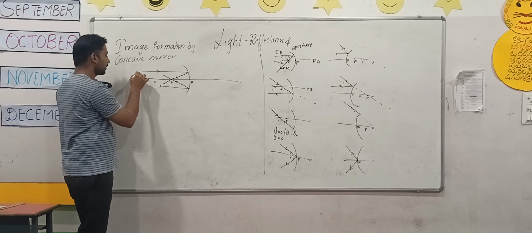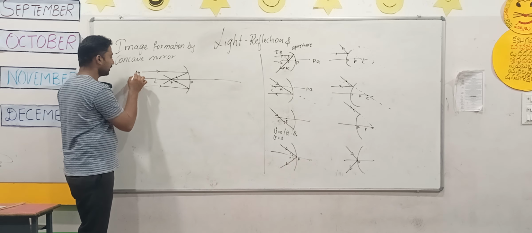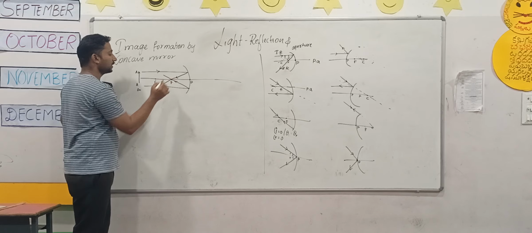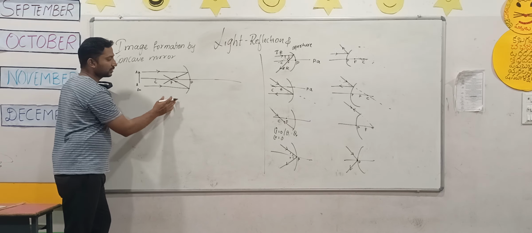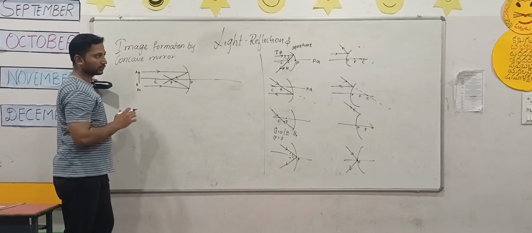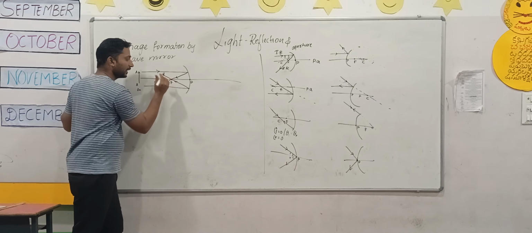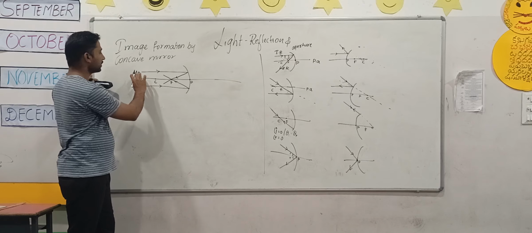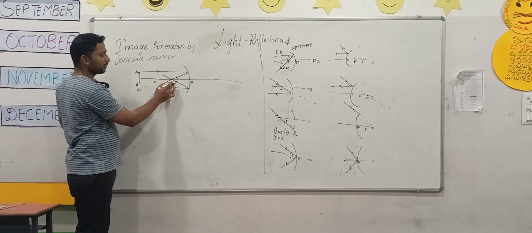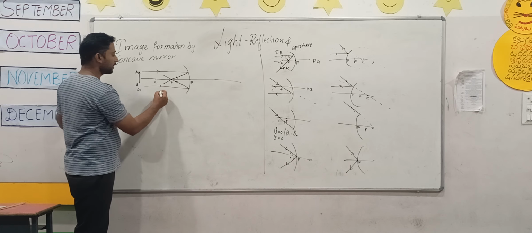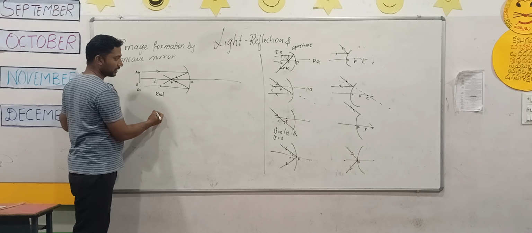For example, if the object is at infinity, just imagine A, B, here we will get an image which is outside the mirror, which means here we need to place a screen, without a screen we can't get the image. Then we will get the image of this object at the point F. If the image is forming on the screen, it means it's a real image.